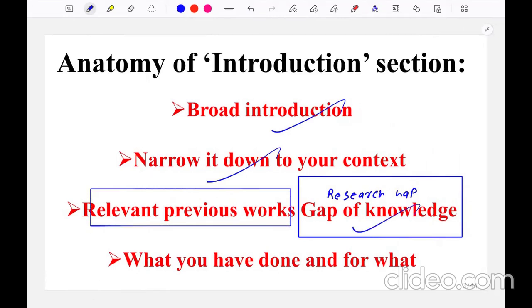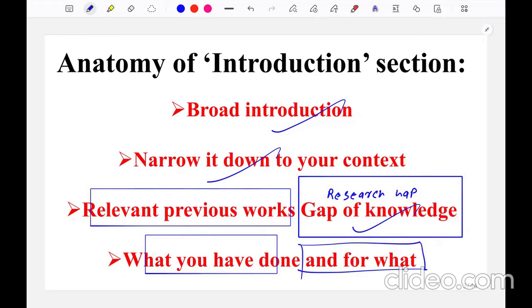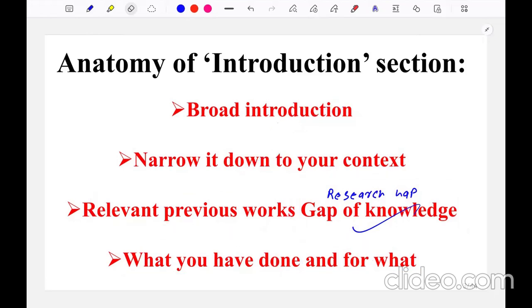then we have to mention the research gap or knowledge gap, and in the end what you are doing in this research paper and for what purpose. So this is the general anatomy of the introduction section that we have been taught in our course, and we have to check whether this anatomy of the introduction section matches with the research paper, right?